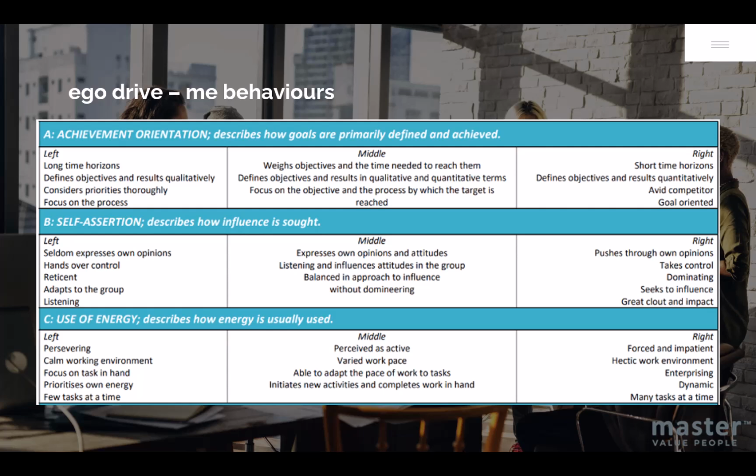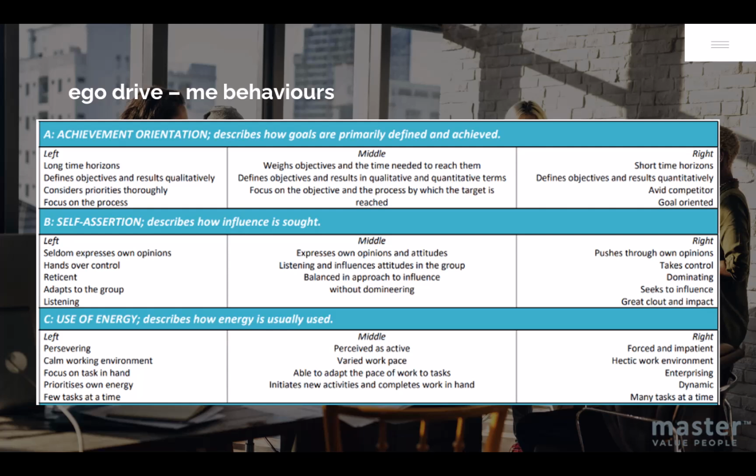On the opposite side of the scale, we have the opposite behavior, and that's how it is with our ipsative tests. We measure the entire scale. So on the right-hand side, we have a person who thrives with short time horizons. They define objectives and results quantitatively with many short-term goals. We could describe them as avid competitors and goal-oriented.